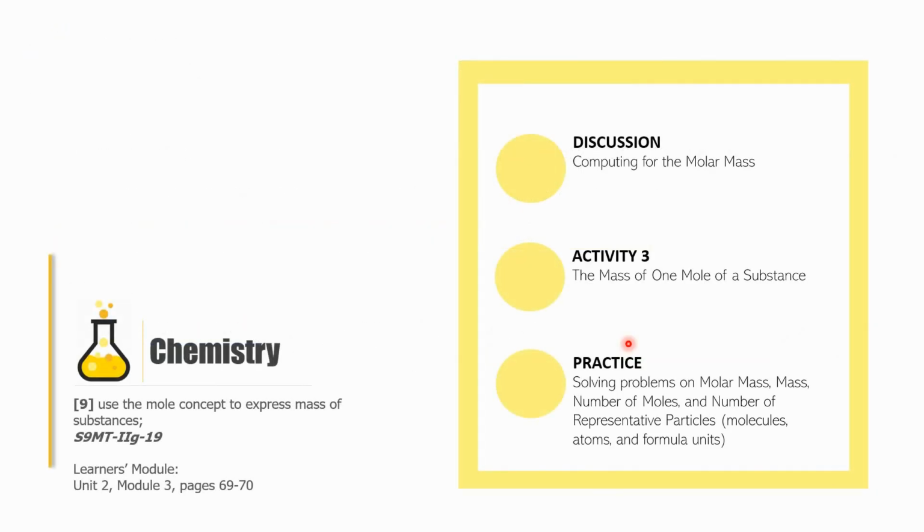So, we're done with Chemistry 13. This session was divided into the usual three parts: discussion of computing for molar mass, an activity number 3 on the mass of 1 mole of substance, and then a practice on solving problems on molar mass, number of moles, and number of representative particles, molecules, atoms, and formula units. We're still in the process of finishing learning competency number 9.